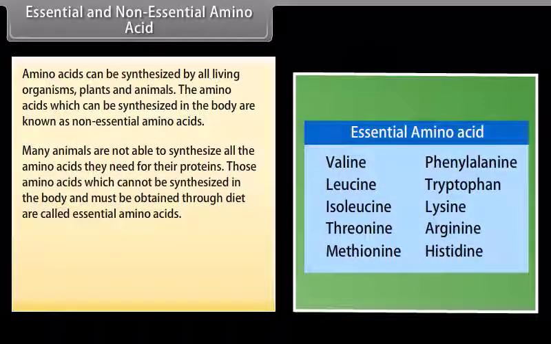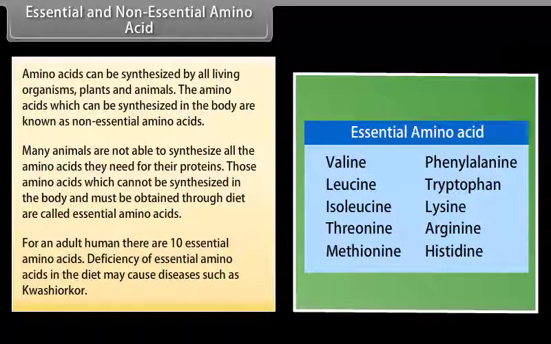Many animals are not able to synthesize all the amino acids they need for their proteins. Those amino acids which cannot be synthesized in the body and must be obtained through diet are called essential amino acids. For an adult human, there are 10 essential amino acids. Deficiency of essential amino acids in the diet may cause diseases such as kwashiorkor.